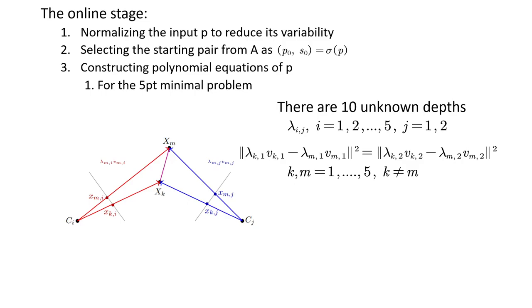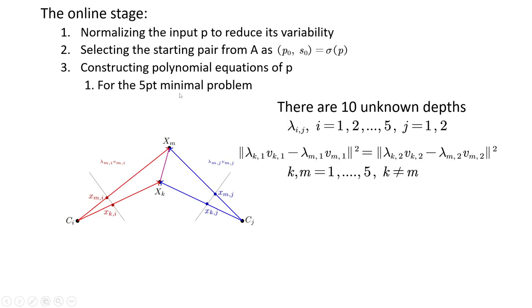And for the online evaluation stage, first we normalize the input P to reduce its variability. And second, we select the starting pair from A as P0, S0. And the third step is constructing polynomial equations of P.